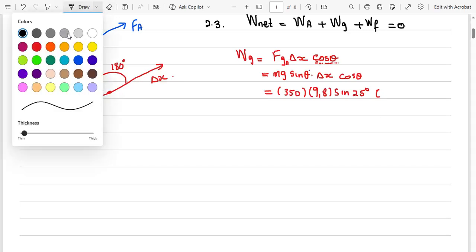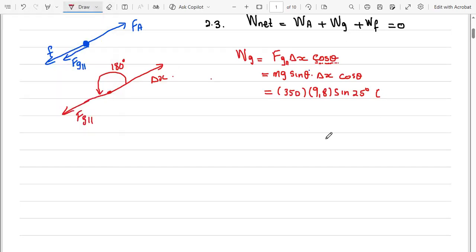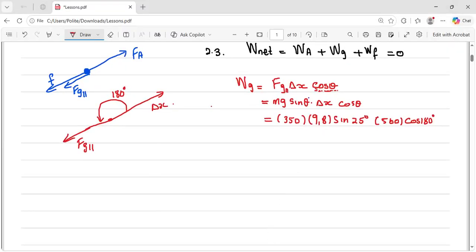That will be multiplied by 500 and see what we get. So this will be multiplied by 500, the cos of 180. Then I'm going to use the calculator to find the work done. Let's quickly substitute that on the calculator and see what this equals to.